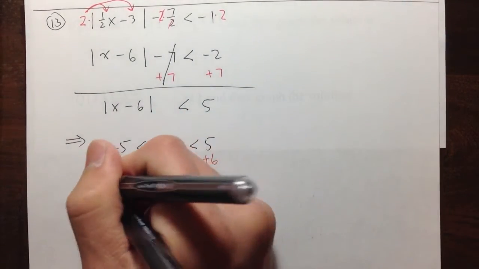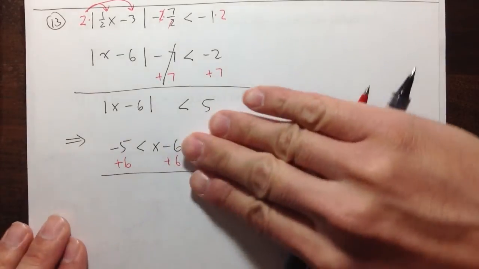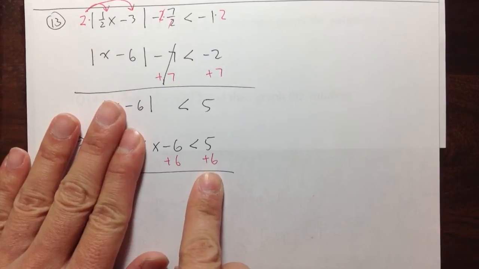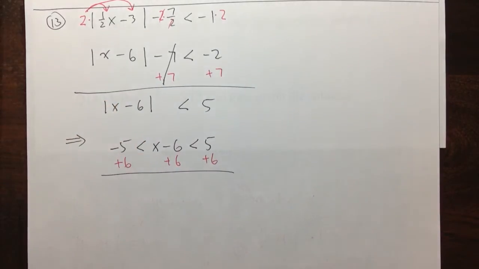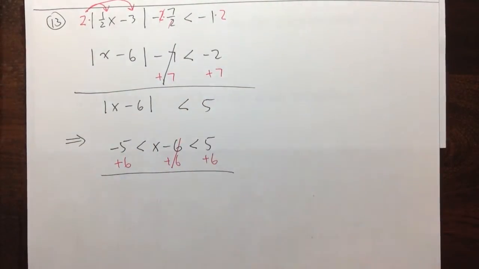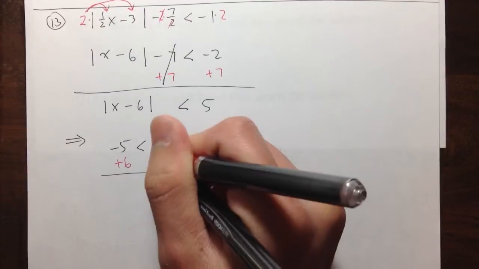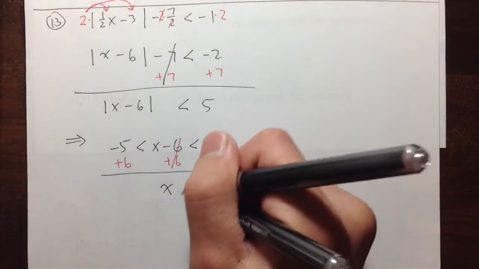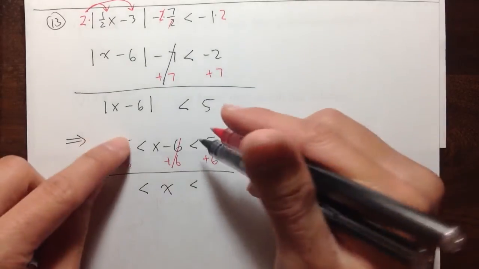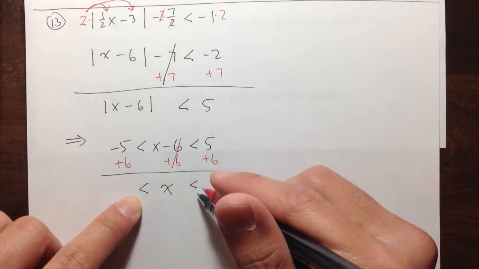Okay, plus 6 on everything. Because you have to look at this as an inequality, and then you can also look at that as an inequality. But we're just solving both inequalities at the same time. Then, -6 plus 6 is 0, so I will just have an x left in the middle. And the inequality will stay the same because we didn't divide by a negative number. So, the inequality stays the same.